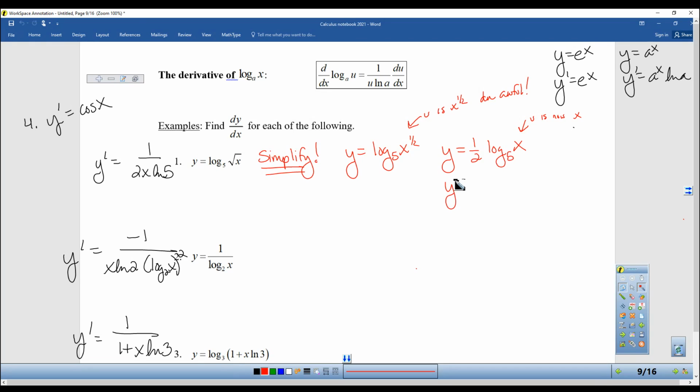And then now we just obey the formula. The 1/2 is a constant. I'm just going to leave that alone. And according to this formula, log base a of u is 1 over u, natural log of a, natural log of 5, times the derivative of u, which is just 1. I should simplify just a little bit.